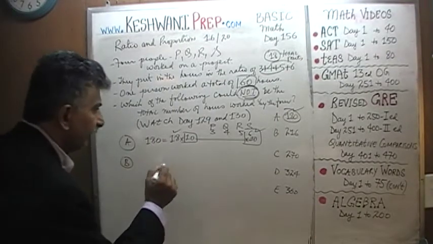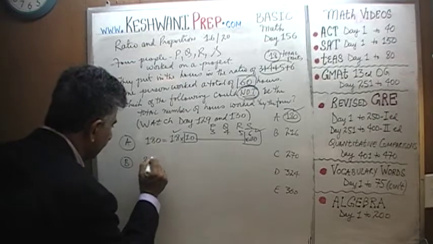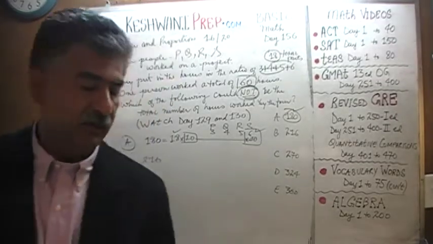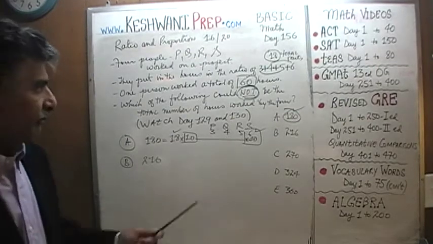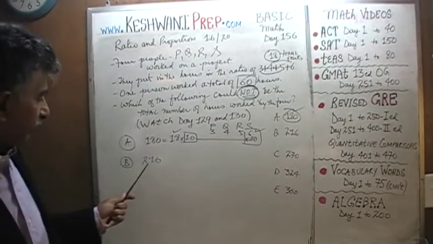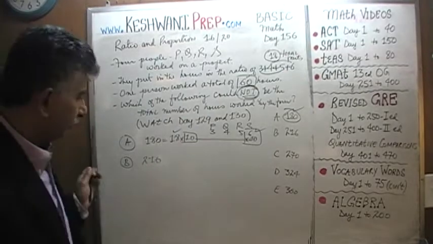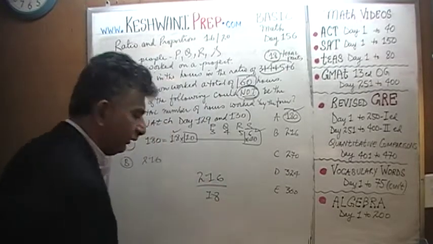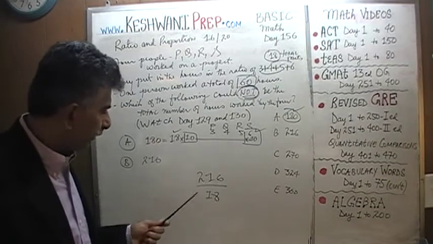Answer choice B says 216. Well, first we have to figure out if 216 is a nice multiple of 18. In other words, we have to divide 216 by 18. Let's do it here. 216, we're going to divide it by 18. Let's see what happens. Okay, stay with me in the story.